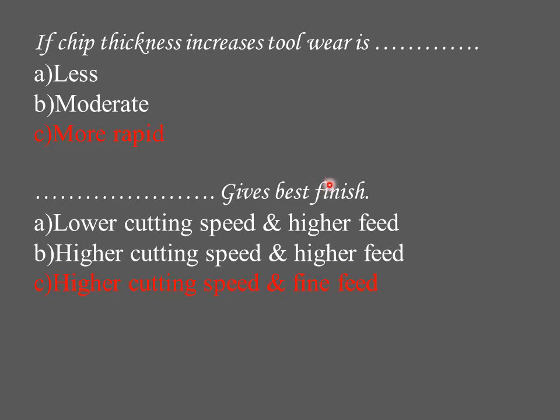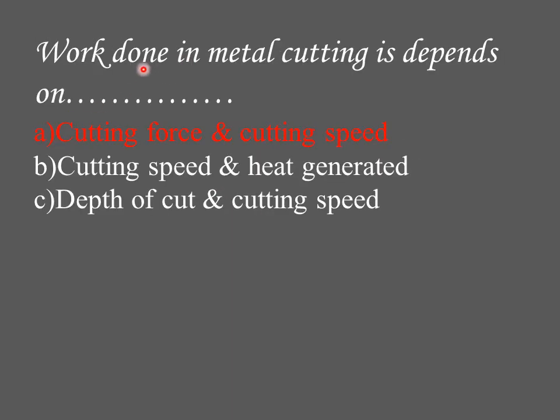An example is a grinding wheel. Here, the work done in metal cutting always depends on cutting speed and cutting force. Force and speed are the factors affecting the work done in metal cutting.